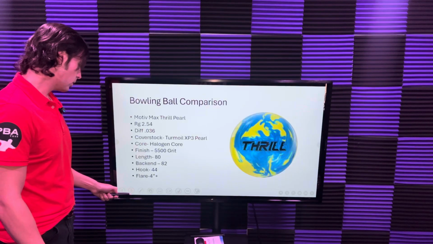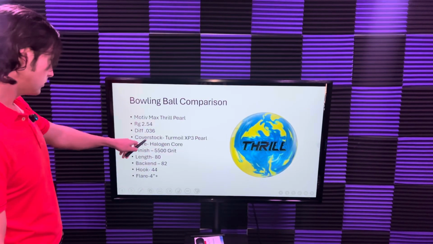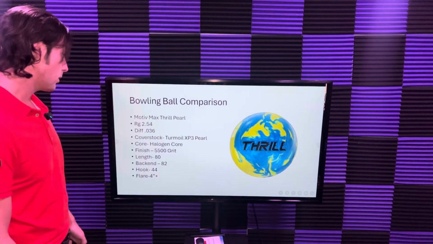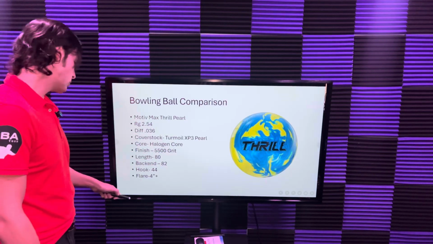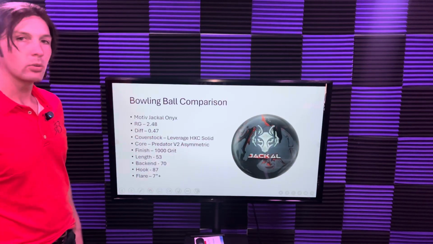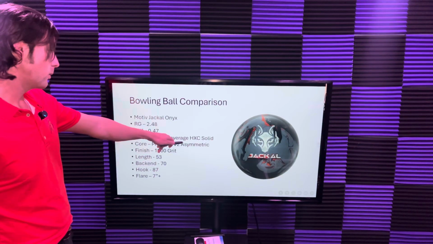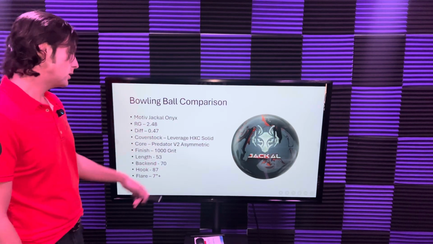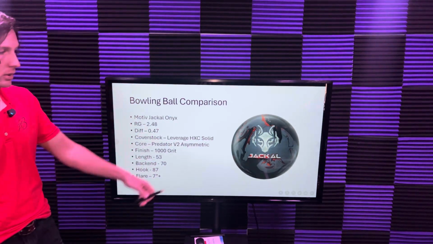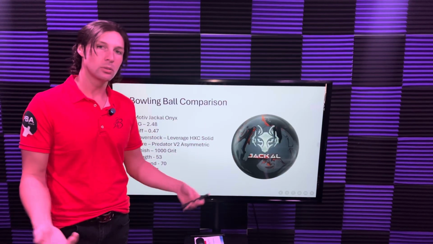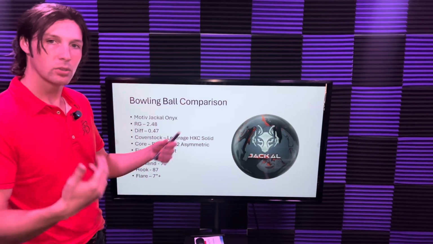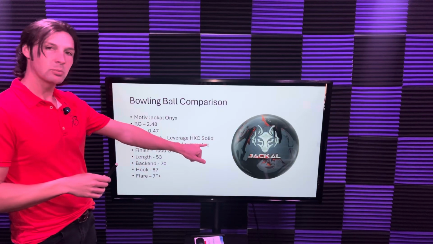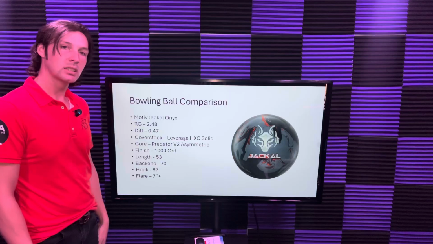So if we can go back to the Max Thrill, you see the cover stock. Cover stock is a Tern Oil XP3 Pearl, and the core is the Halogen core. But what's the Jackal Onyx? Look at this. Leverage HXC solid, and that's a Predator V2 asymmetric. So this has an asymmetric core, which will be what? A lot stronger down lane, but it's also smooth. But why is that? It's because it has this cover stock.